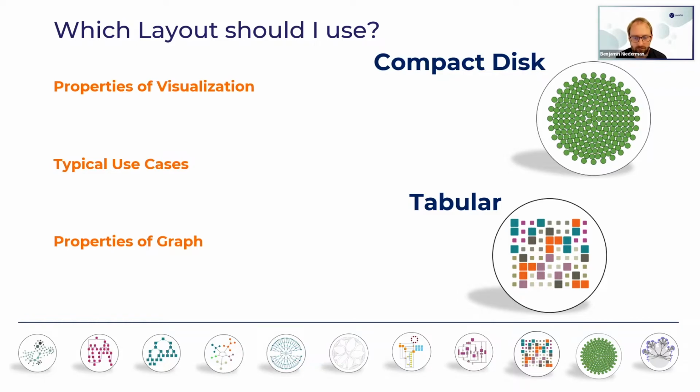This brings me to even more specialized layouts, namely the compact disk and tabular layout. Here the idea is that the nodes are placed, for example, on a disk, and are placed in a very compact way. And for the tabular layout, the idea is basically the same, but it's not a disk but a rectangle where you place the nodes. And here the idea is that the nodes are placed both in columns and in rows, so that you get really a tabular layout of this.